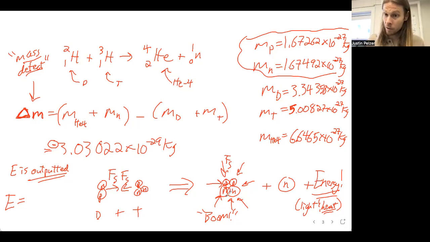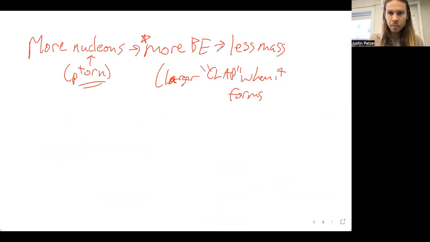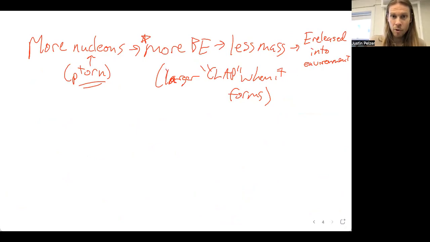So this is the process. Boom. More nucleons means more binding energy, which means less mass, which means energy is released into the environment. A little cleaner. All right. Now, I wrote like a larger clap when it forms.